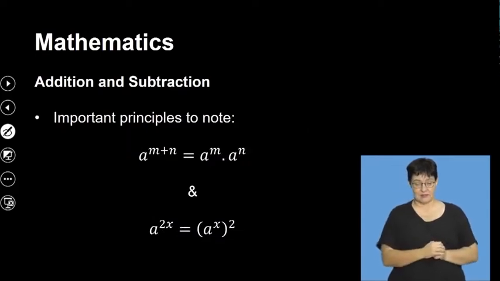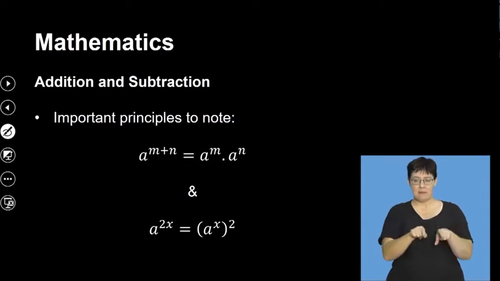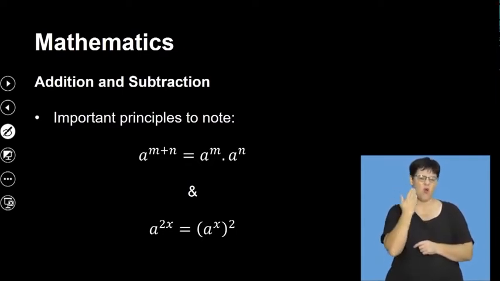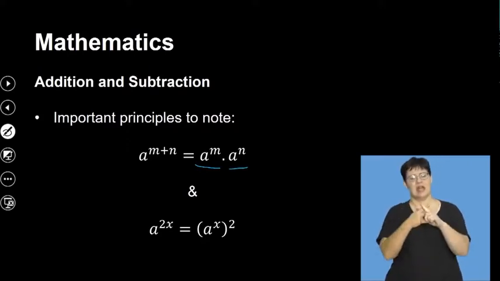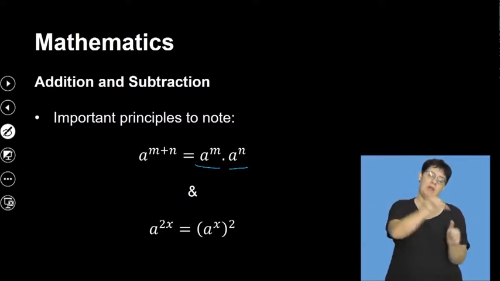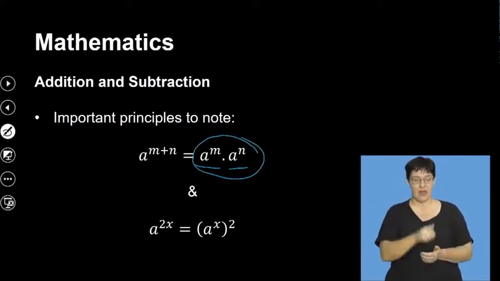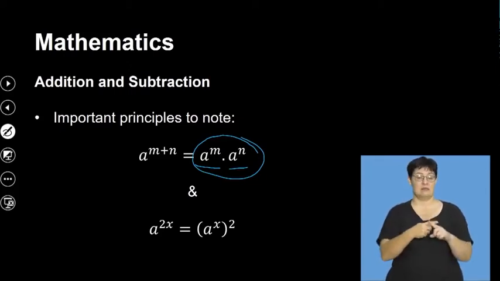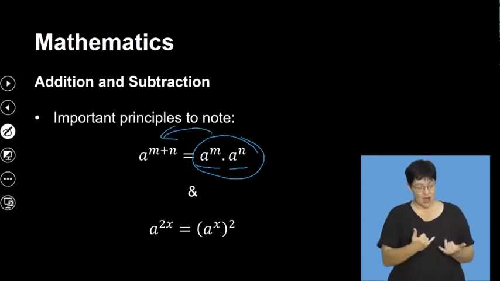Now, the important principles to note will therefore be, remember, a to the exponent of m plus n is the same as when you were multiplying powers of the same base, which is a to the exponent of m times a to the exponent of n. So it's like you are reversing it, right? Because remember, when it comes to the law, I give it to you like this, as a to the exponent of m times a to the exponent of n, then you need to come this side. But with this one, it's like you are reversing it.